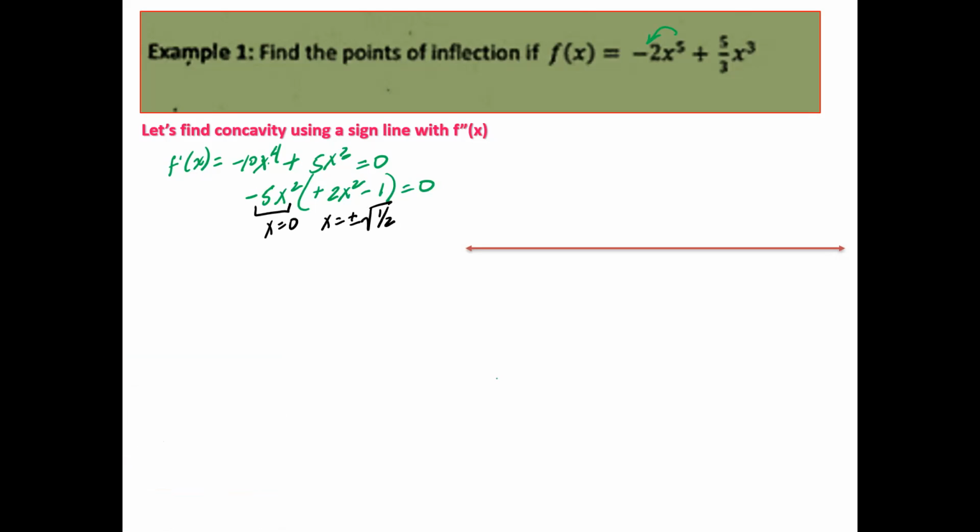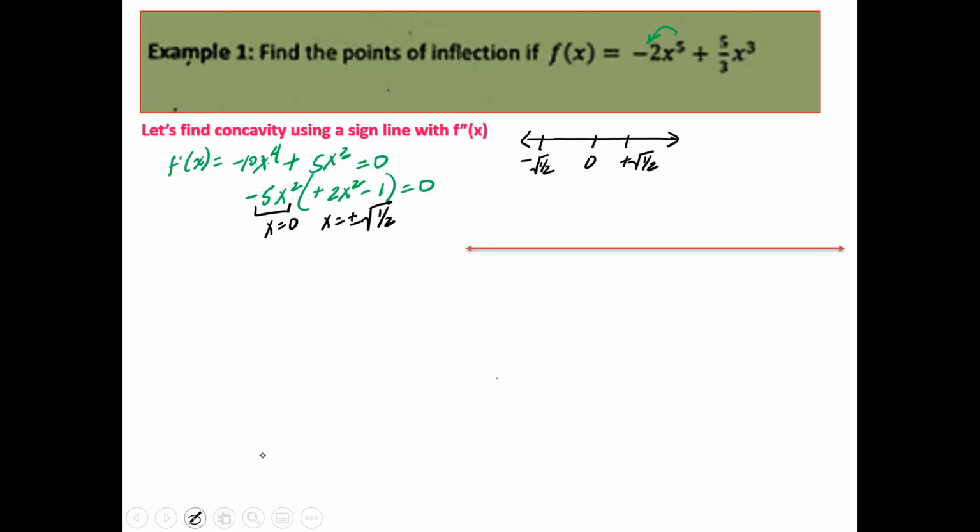So then if I were to go ahead and find the max and min of this, I will have my sign line like this. And I will have 0 right here. And I will have negative square root of 1/2 here. And actually, I'm going to move my 0 over a little bit. There we go. So 0, and then positive square root of 1/2. So you have 3 critical points.